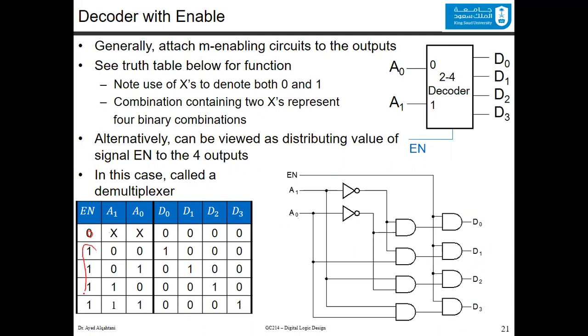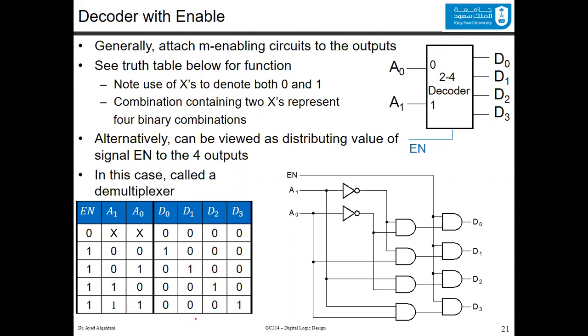If the enable is 1, then the decoder will work normally. If you have this minterm, this one will be 1 and the others will be 0. If you have this one, this one will be 1. If you have this one, this one will be 1. And the last one, output D3 will be 1 and the rest will be 0.